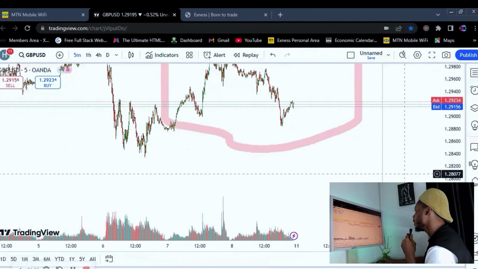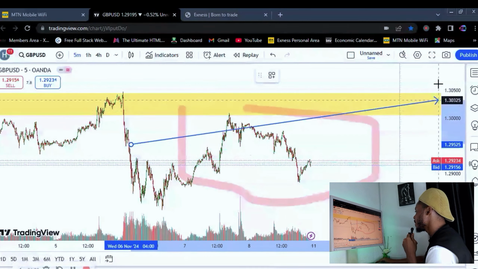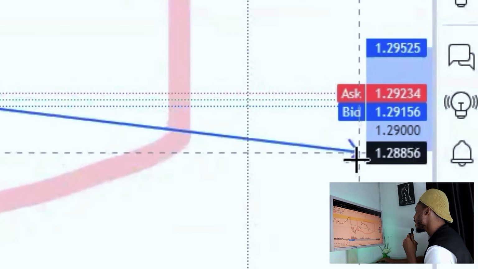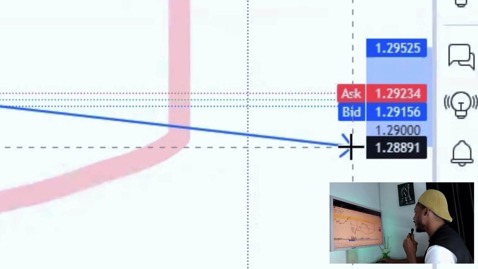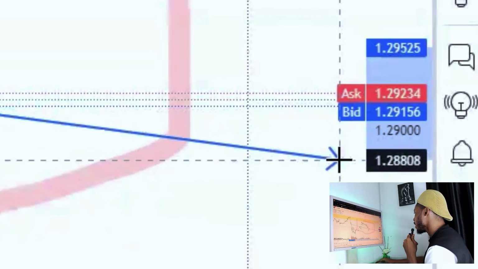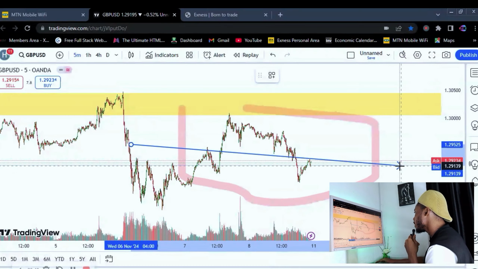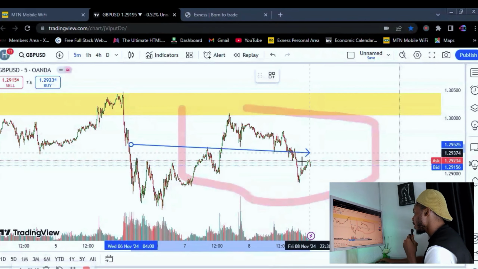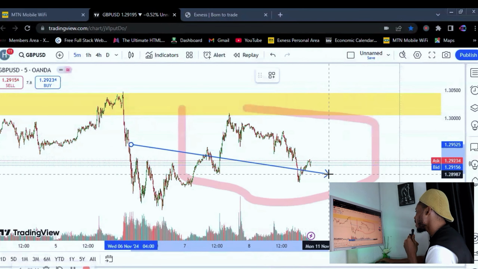This thing would be this tab over here. This represents the price. So we have 1.29234 as the ask price, and we have 1.29156. So this is the price that particular currency is trading at the moment.